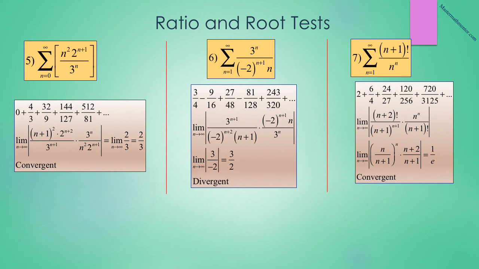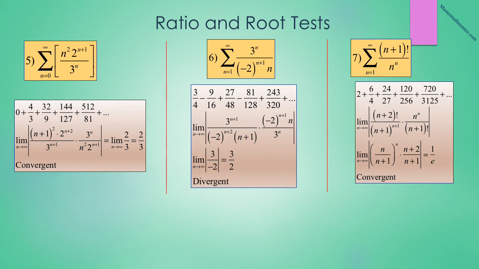Number 7 is definitely a cut above in terms of difficulty. Summation n equals 1 to infinity of n plus 1 factorial over n to the n. We write our terms out. 2 plus 6 over 4 plus 24 over 27 plus 120 over 256 plus 720 over 3,125. It appears that the denominator is getting bigger at a much faster rate than the numerator is, but of course that all tells you that this could converge, not that it does converge.